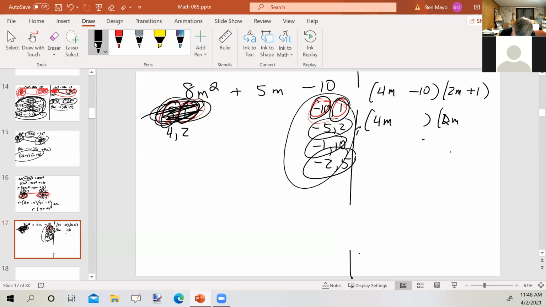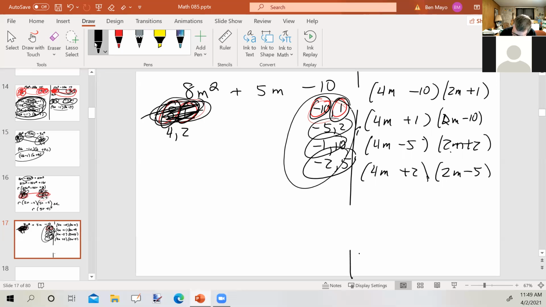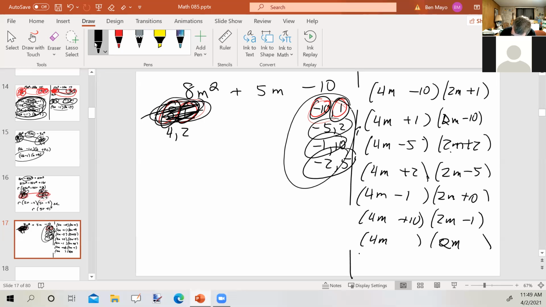4m and 2m and plus 1 and minus 10. 4m and 2m and minus 5 plus 2. 4m and 2m and plus 2 and minus 5. Let's see here, 4m and 2m and minus 1 plus 10. 4m, 2m plus 10 minus 1. 4m, 2m minus 2 plus 5. 4m plus 5, 2m minus 2.